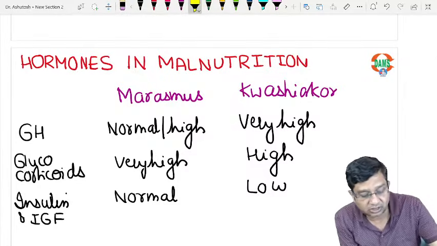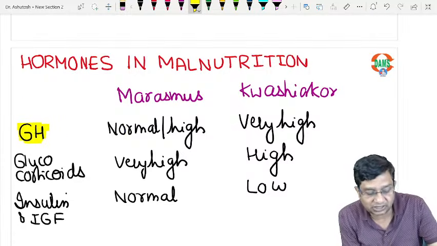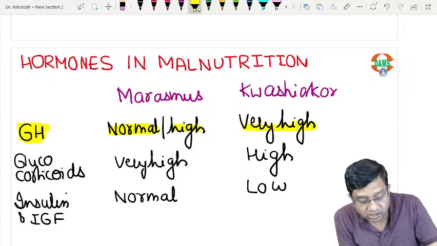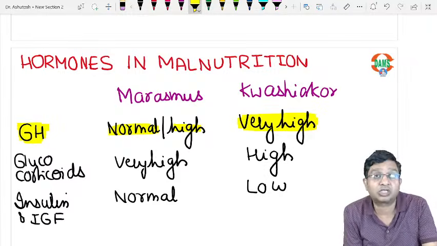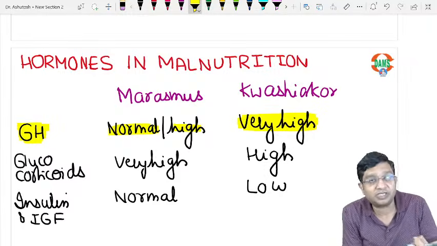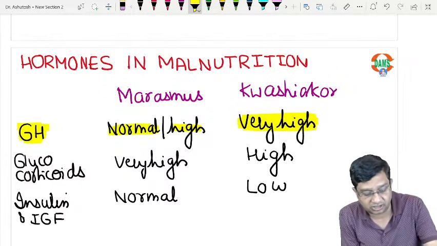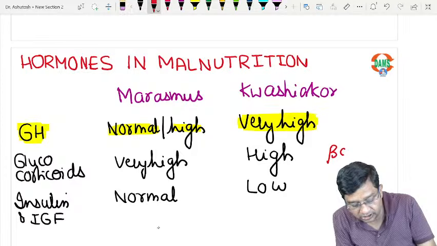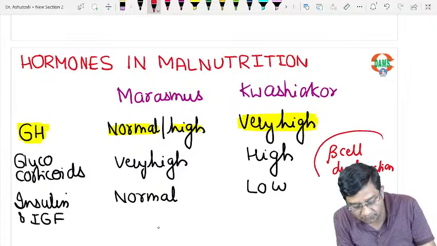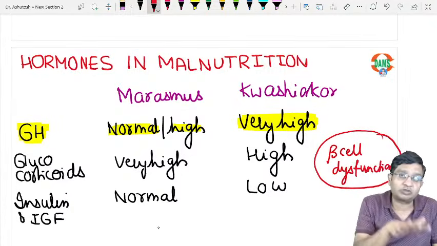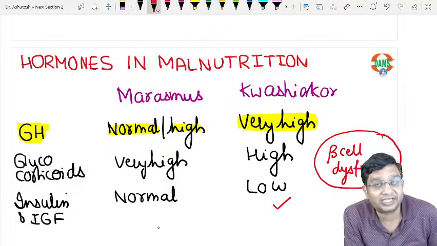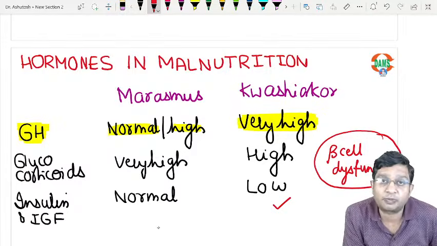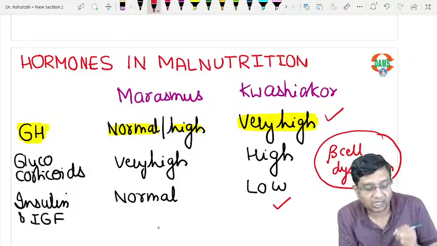So first we consider the growth hormone levels. In marasmus, they can be normal or high, but in kwashiorkor, they are very high. Now you might think, why particularly in kwashiorkor is the growth hormone high? Because there is beta cell dysfunction. In kwashiorkor there is particularly beta cell dysfunction, and due to this the amount of insulin is decreased. That is written here. Also the insulin growth factor production is decreased. So because the insulin growth factor production is decreased, the growth hormones become high.